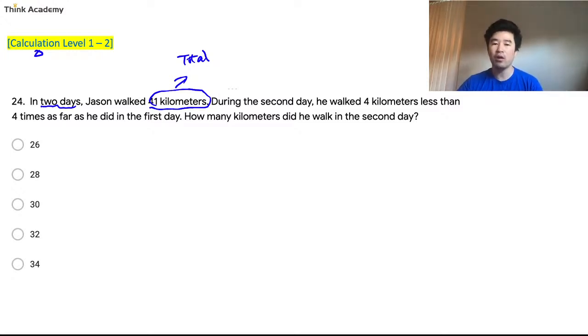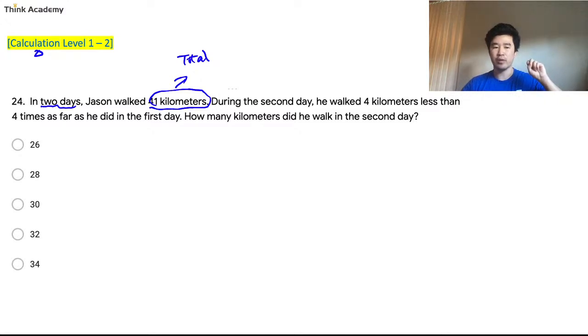And then we know during the second day, he walked 4 kilometers less than 4 times as far as he did in the first day. How many kilometers did he walk in the second day? So here we have a lot of information. We know 4 kilometers less than 4 times as far as he did in the first day. It's pretty hard to analyze this sentence, right? So how can we get it started?